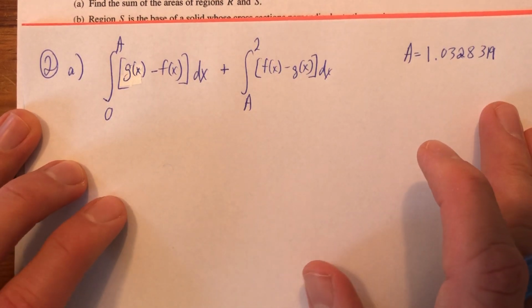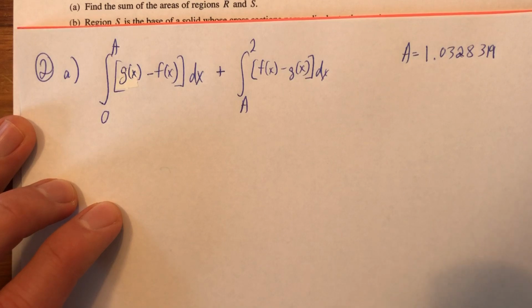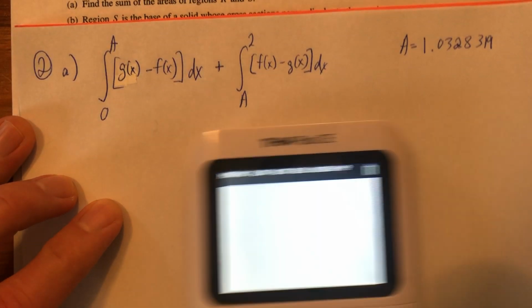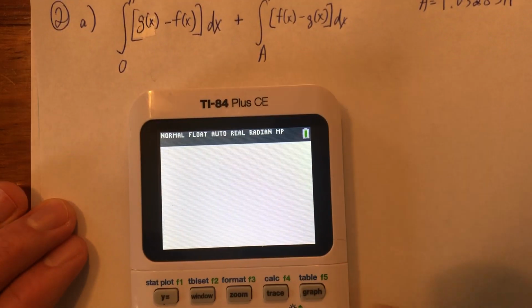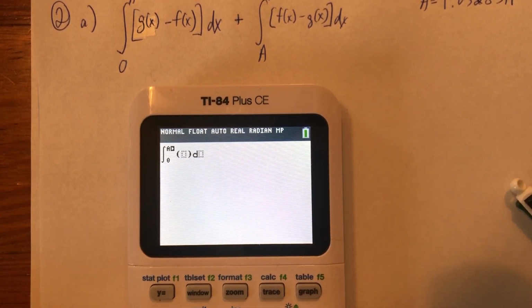I know I've said 3 decimal places, but as I do this, I'm going to be using as many decimal places as I can for accuracy. And the calculator has it all stored in there. So now we're just going to type that in. So math 9, we're going to go from 0 to A of G, that's y2. Don't lose track of which one's which, minus y1.